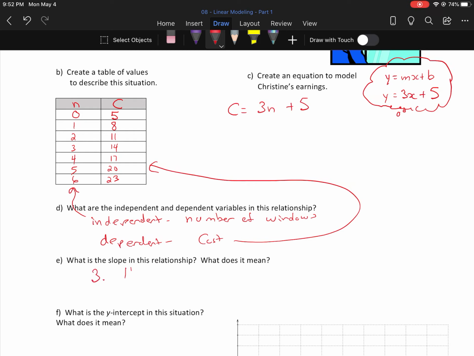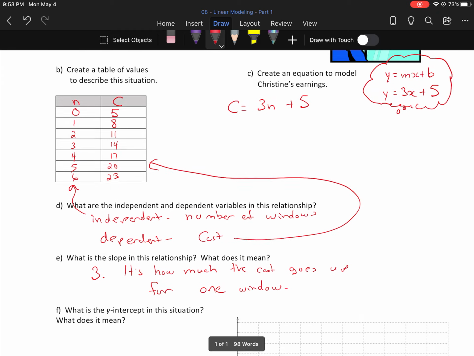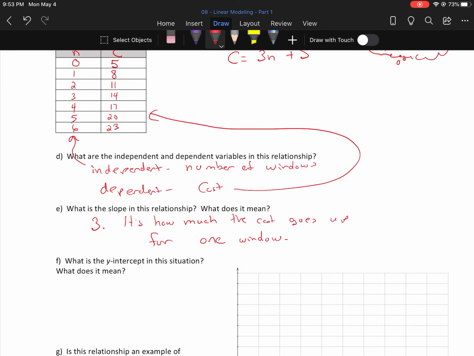Next, what is the slope of this relationship? The slope here is 3. It's how much the cost goes up for 1, and sometimes in general examples we just say how much does it go up for 1, but in this case we have the words available. In this case, how much the cost goes up for 1 window.